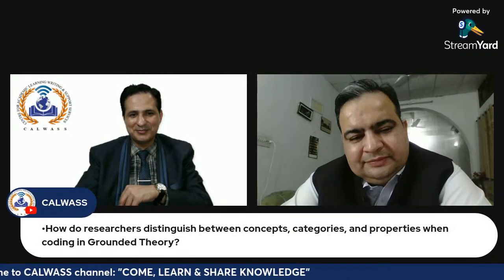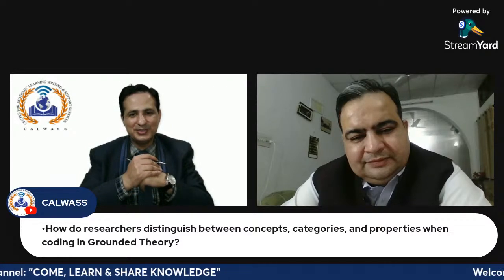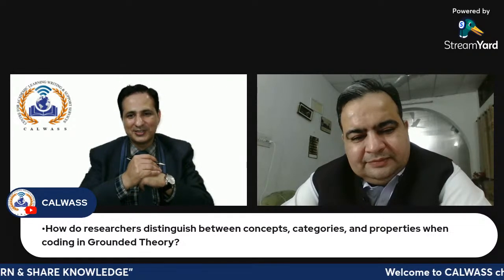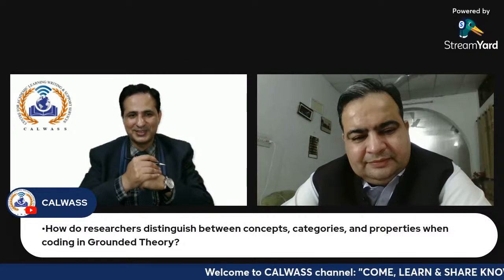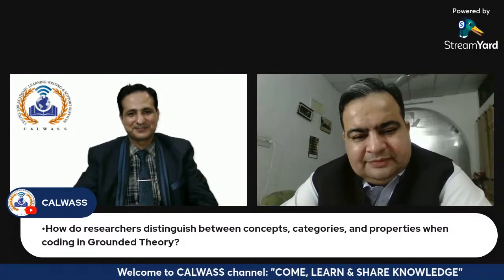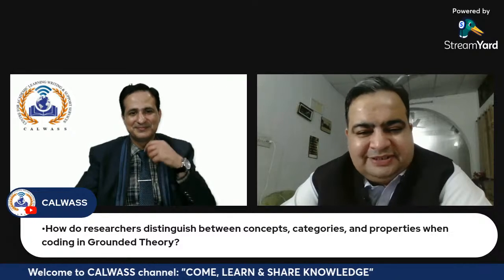So since our time has reached its limit, now one last question. Since you have already talked very nicely about the role of the concept, and you defined the concept in a very nice way, one of our viewers asked a very nice question. They want to ask how do researchers distinguish between concepts, categories, and properties when coding in grounded theory? Yes, please. Yeah, again, very nice question.